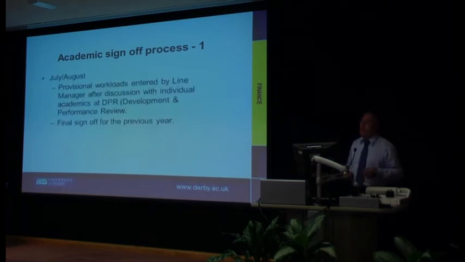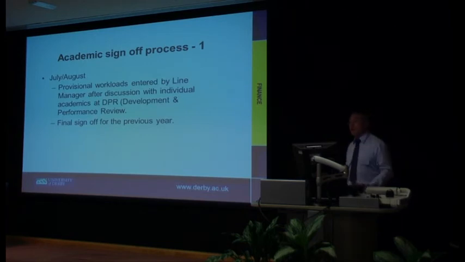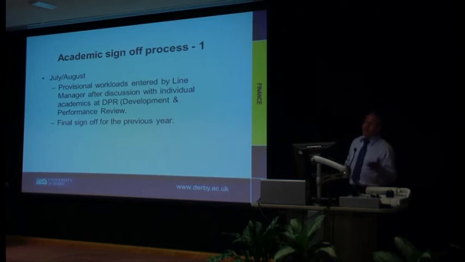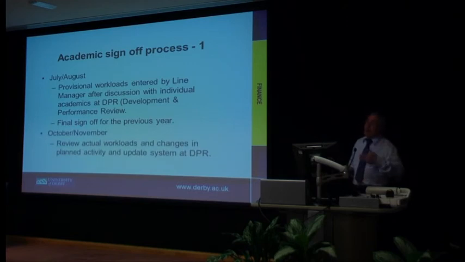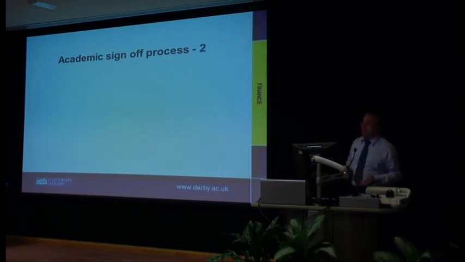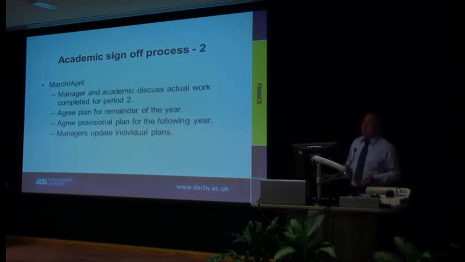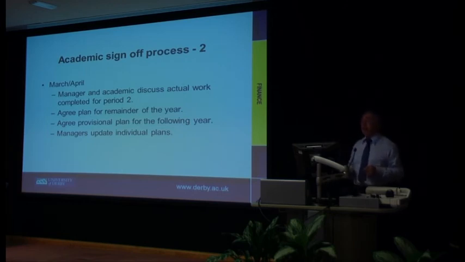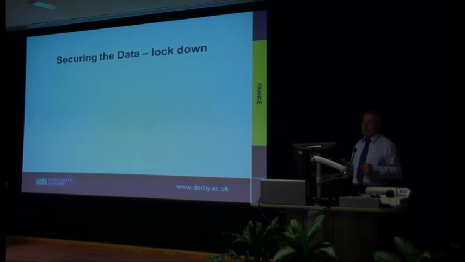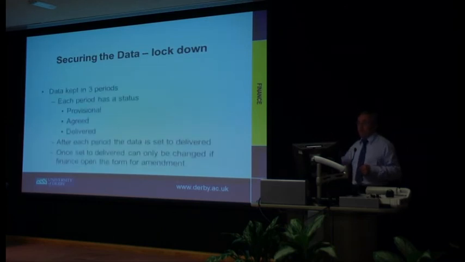Just want to quickly do this. The academic sign-off process, as I said, we link it to the DPRs. The managers are supposed to discuss and agree this and then sign it off when they do the final appraisal DPR session at the end of the year. And the system is broken into 3 periods. When they've reviewed the previous period, they're supposed to agree it with the individual and lock the data down, which is a nice link to that.